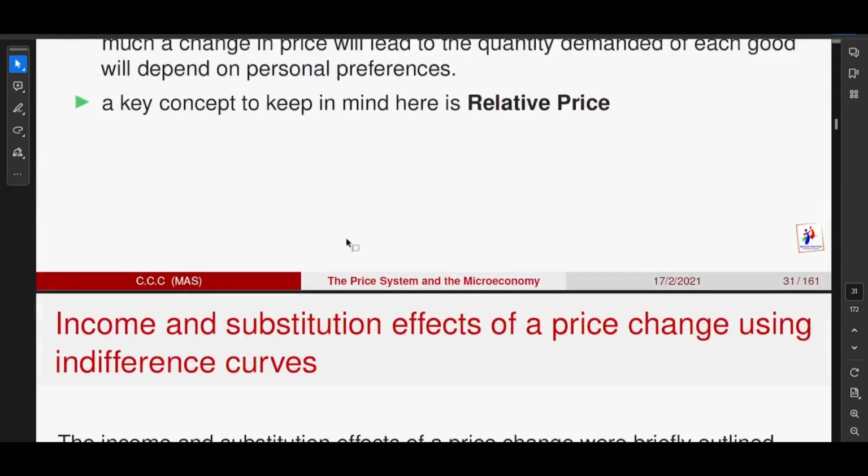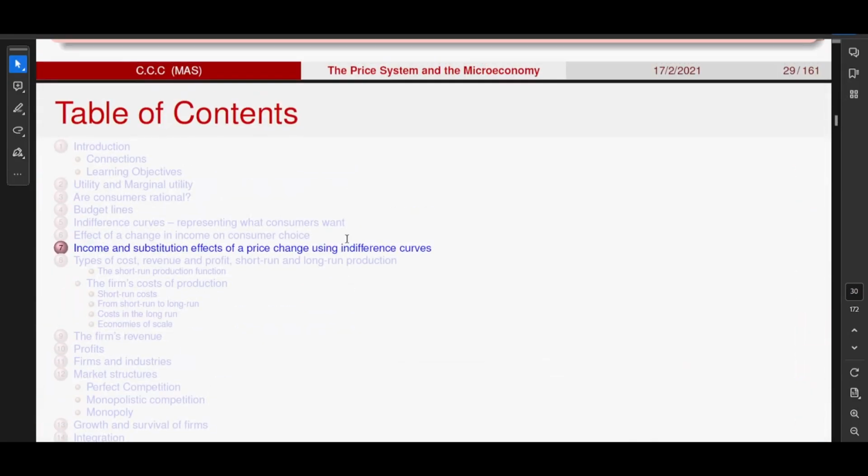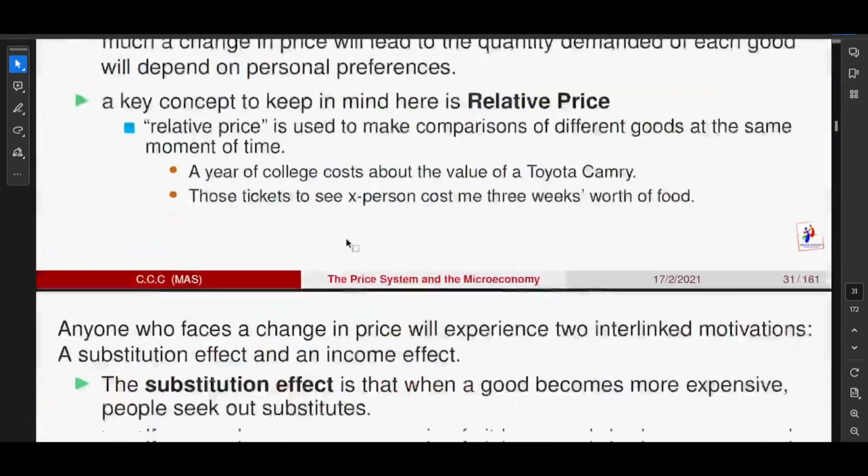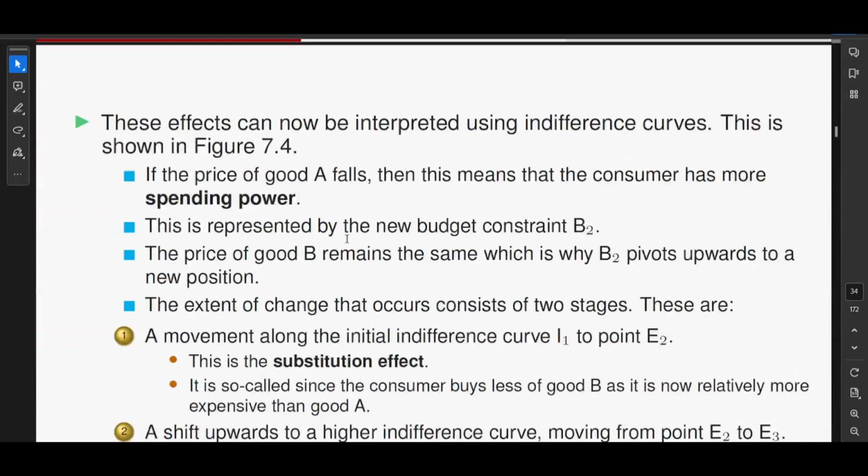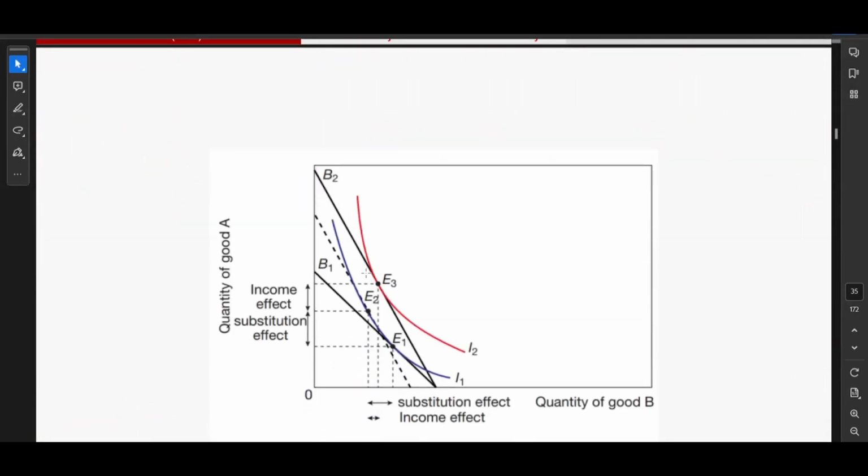So, for simplicity, for you to understand what is happening, where's my next graph? For simplicity, we are going to explain, normally we explain the substitution effect first, then the income effect.